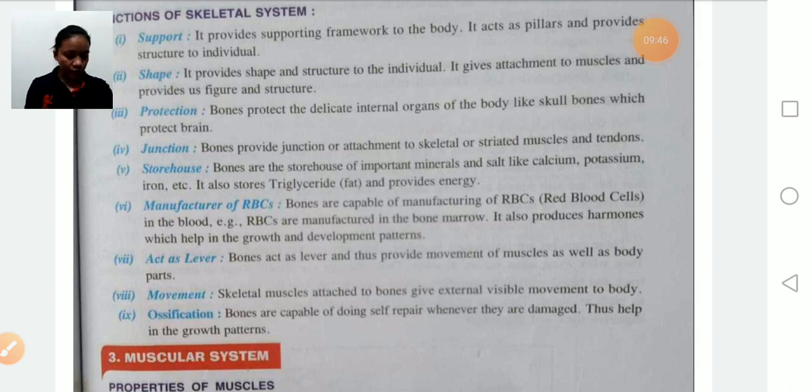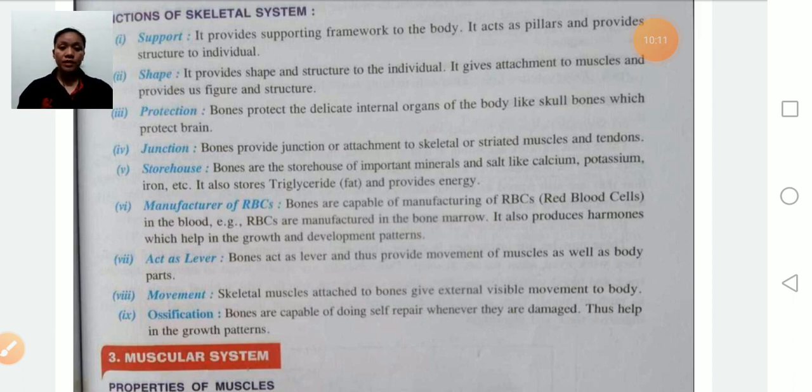It stores the fat and provides energy. Bones also act as a storehouse, and they store important mineral salts like calcium, potassium, iron, etc. Bone is made of calcium.